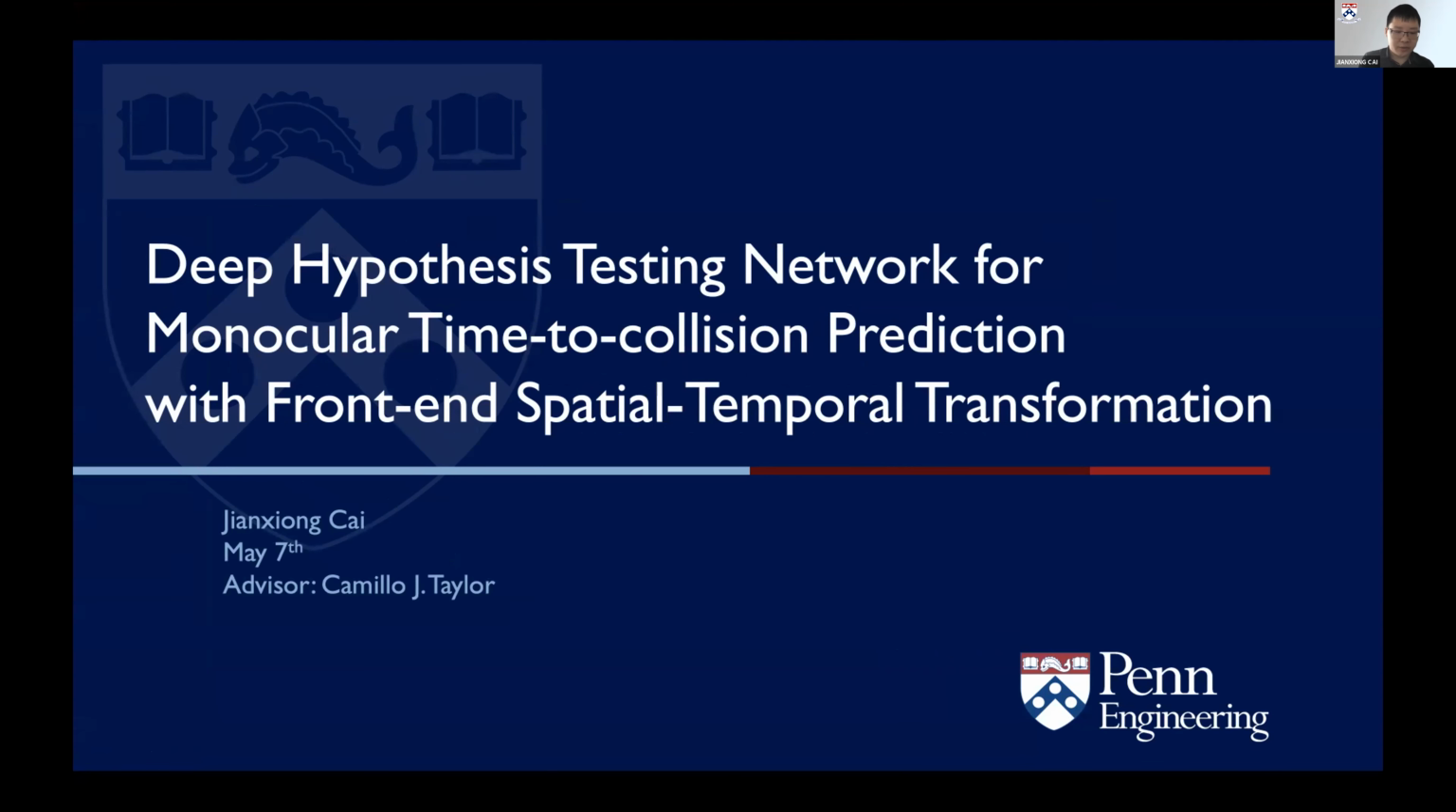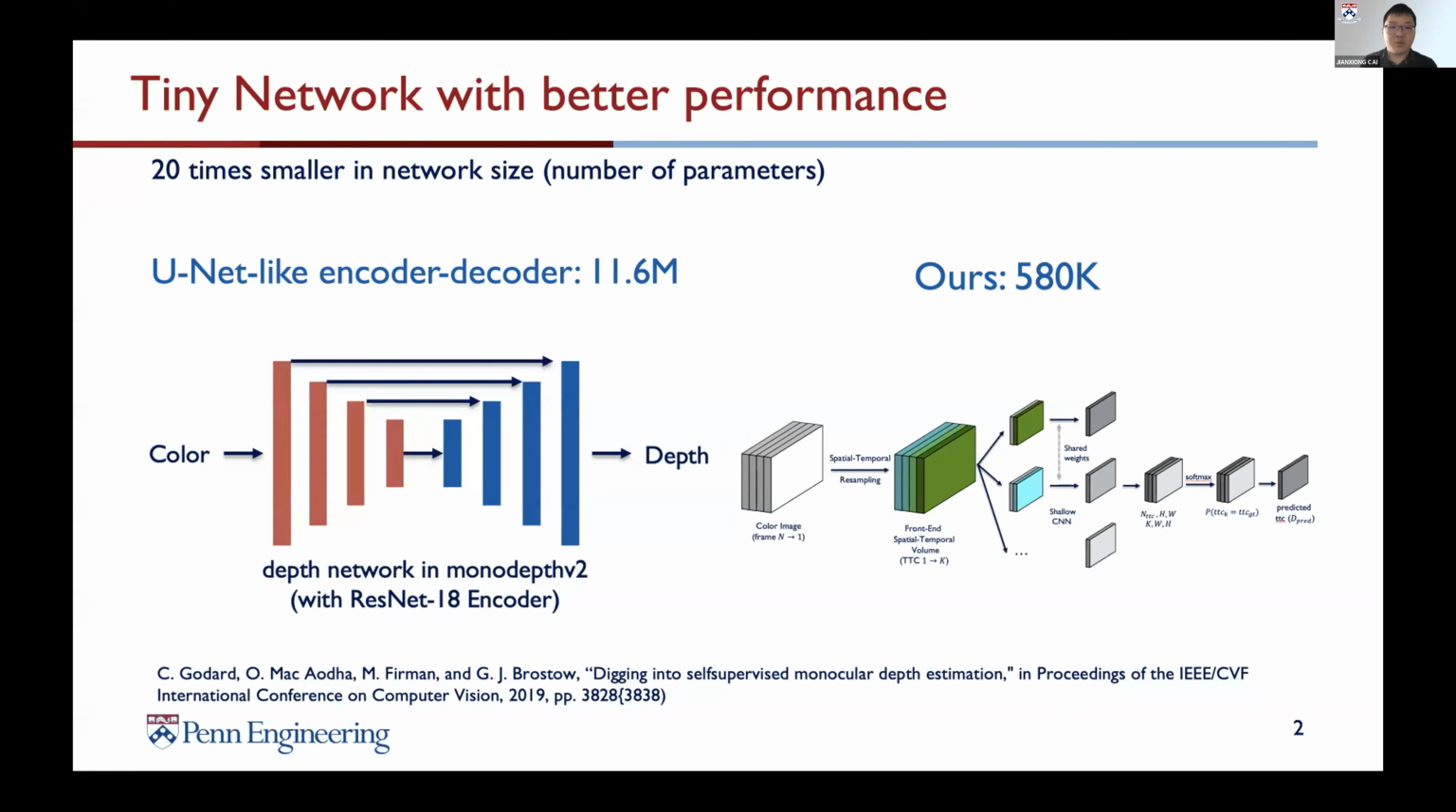To the best of our knowledge, we are the first to approach the monocular time to collision prediction problem using hypothesis testing. Benefiting from that, what we are proposing is a very tiny and efficient network. In terms of number of parameters, we successfully shrink down the network size by 20 times compared to the UNet-like encoder-decoder network used in MonoDepth, without compromising accuracy or other evaluation metrics.